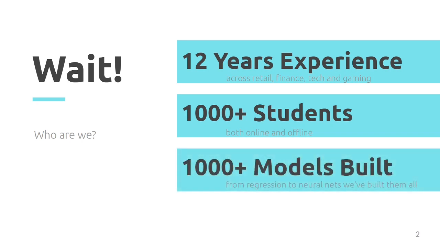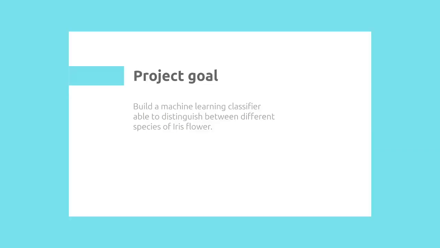Taken from our modelling experience, we've kept this course super focused on teaching you just what you need to build a machine learning model for classification. By the end of this course, you will be able to build a machine learning classifier to distinguish between the 3 different species of the iris flower.